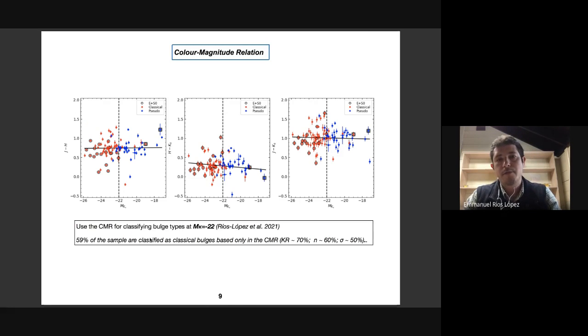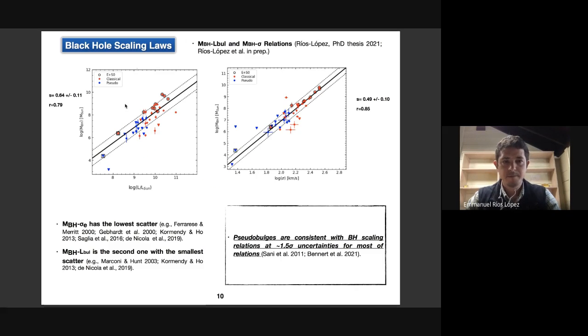Here also is the color magnitude relation that we did, and we highlight that the color magnitude relation can be used as a classifier for a luminosity or absolute magnitude of -22. That is the vertical dotted line indicated in the 3 plots.